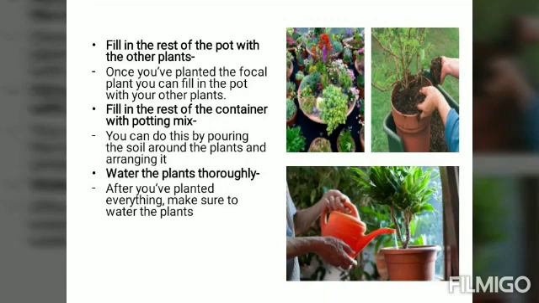Fourth point, fill in the rest of the container with potting mix. You can do this by pouring the soil around the plants and arranging it using a garden trowel. When the soil gets hard, what do you do? You take a trowel, okay. And this is one equipment of horticulture, the trowel. I hope you all know what a garden trowel is.